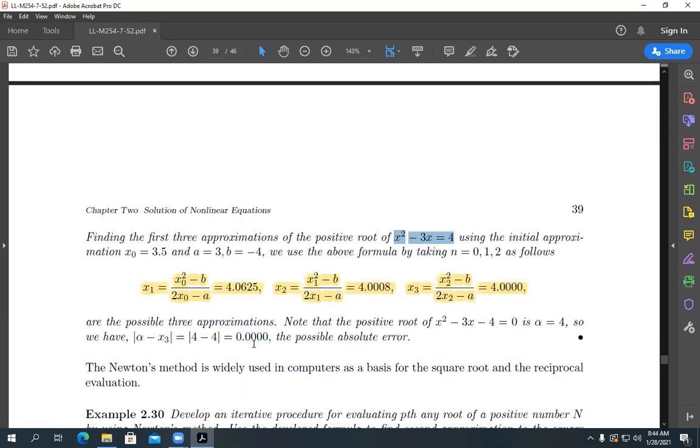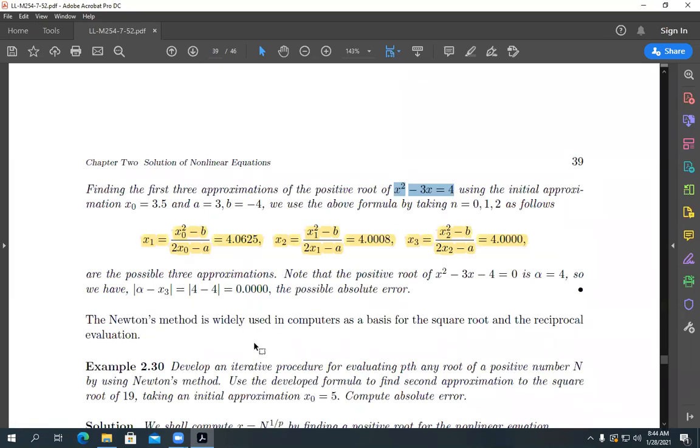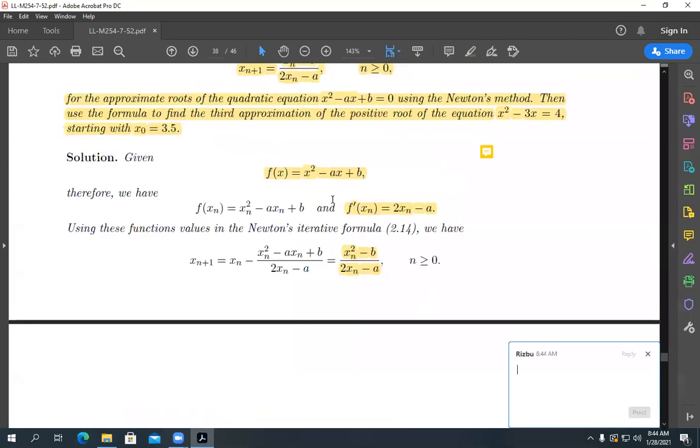Good. Doctor, can I ask you a question? Yes, why not? Doctor, why is it not -3? Why is it positive? Let me show you here. What is your original equation? Is this one, right?